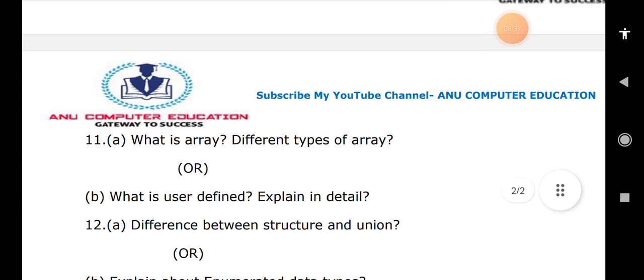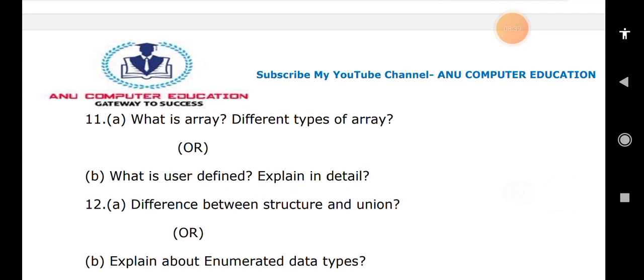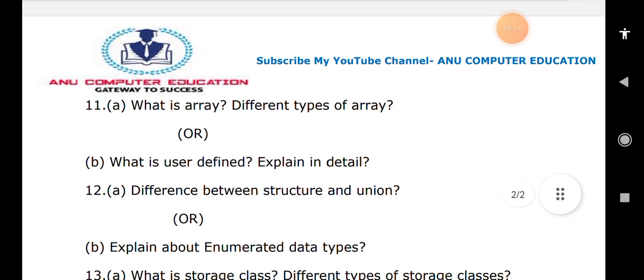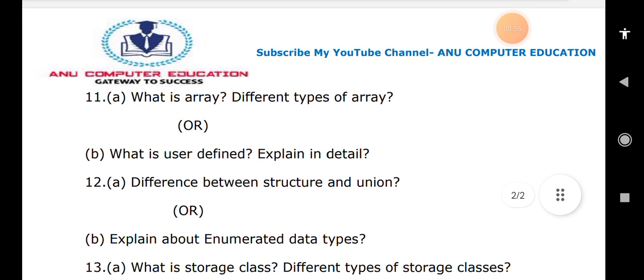So next, when it comes to the enumerated data type, you already know enum is a keyword. By making use of the enumerated data type, we can assign names to integer constants. After writing the definition, you have to write the syntax of enum. One simple program you have to explain for enumerated. These are very important questions which I am giving in this model paper.